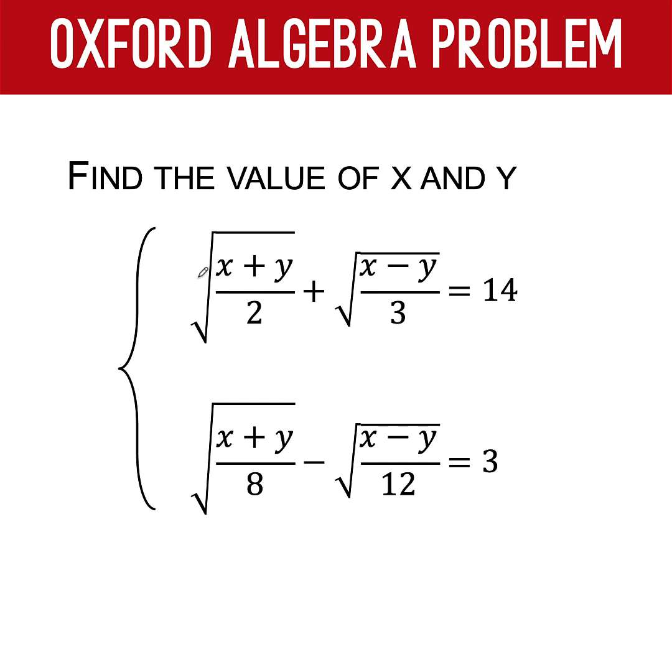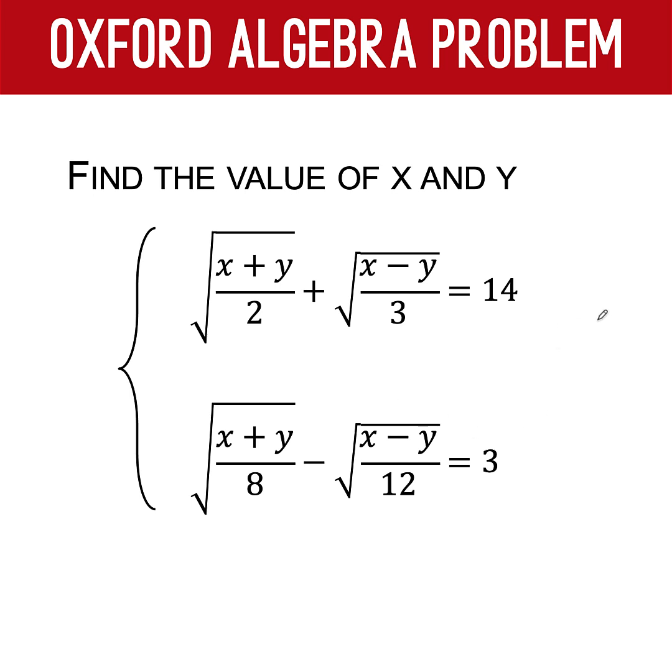The first equation is the square root of (x plus y) all over 2, plus the square root of (x minus y) all over 3, equals 14. And our second equation is the square root of (x plus y) all over 8, minus the square root of (x minus y) over 12, equals 3.